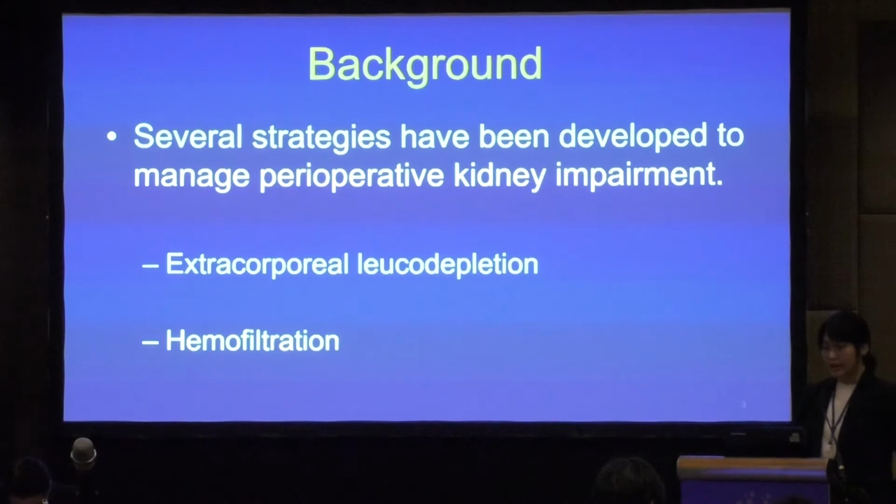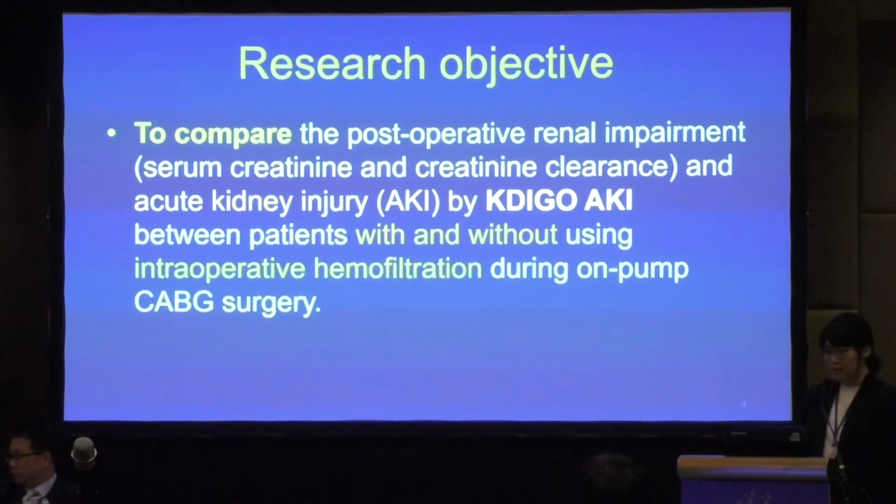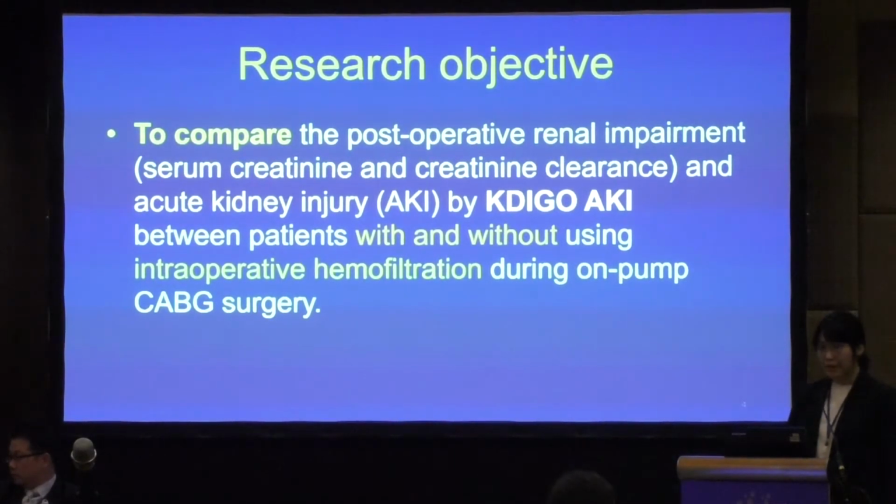Many techniques have been developed to manage perioperative kidney impairment, such as extracorporeal leukodepletion and hemofiltration during on-pump heart-lung machines, although the extent of clinical efficacy is not clear. So in this study, we compare postoperative renal impairment, looking at serum creatinine and creatinine equivalent, diagnosed by AKIN criteria, with and without intraoperative hemofiltration during on-pump CABG.